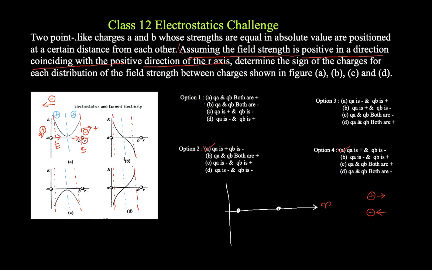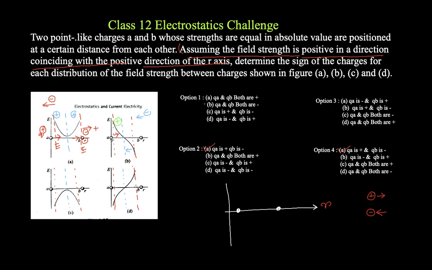Again you cut the graph from the middle. Now this electric field is positive, which means the electric field is going like this. And here the electric field is negative. Negative means you have to draw the electric field in the opposite direction. If this is the positive direction, then this one is the negative direction.